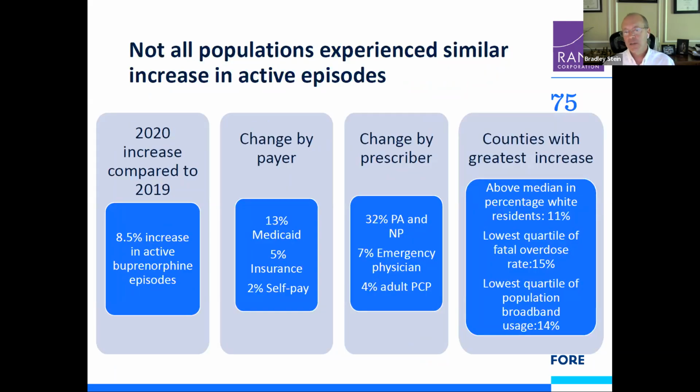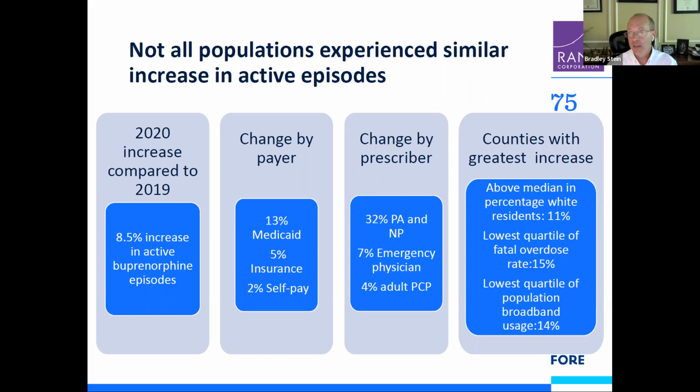However, when we started to look at some of the characteristics of the episodes, we did see some important variation here. When we looked at payer and just the number of active episodes, we actually saw that compared to the 8.5% increase overall, there was a 13% increase in episodes paid for by Medicaid in 2020 compared to 2019. And the increase in the number of episodes that were self-pay was lower. So functionally that number went down.